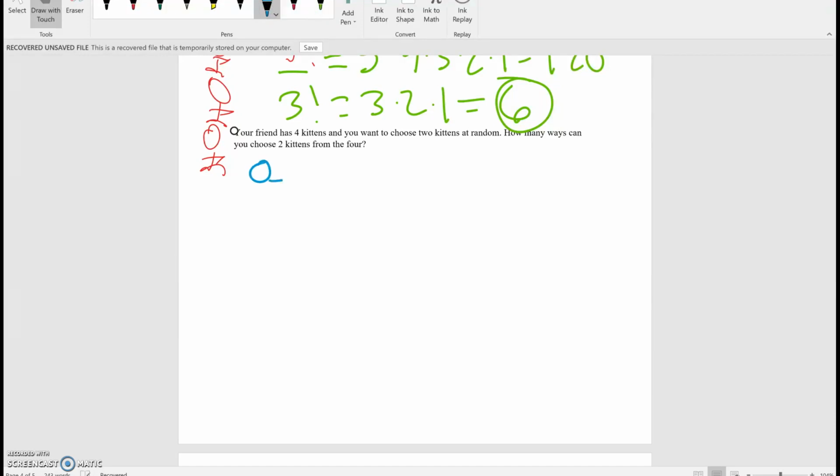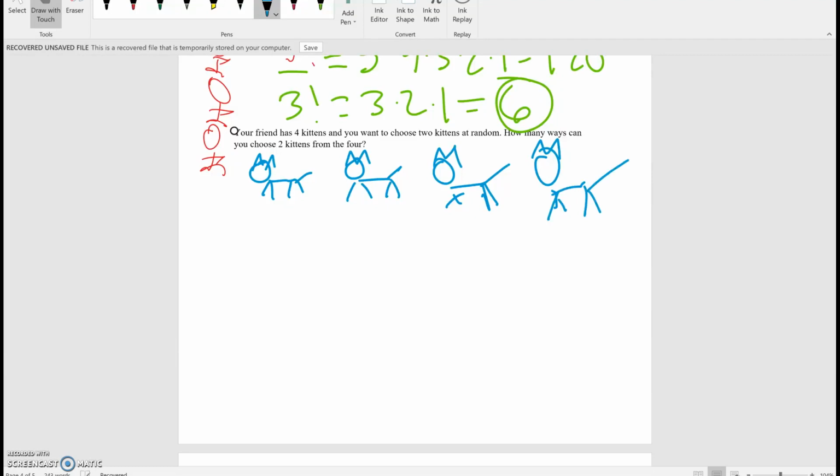I suck at drawing. Here's my first kitten. Here's my second kitten. My third. Oh, these are so cute. Okay, and then my fourth. Oh my God, this kitten. All right, so here are my 4 kittens, right? They are varying in size in this case. But what I want to do, I want to choose 2 kittens at random, right? So how many ways can I choose 2 kittens from the 4?